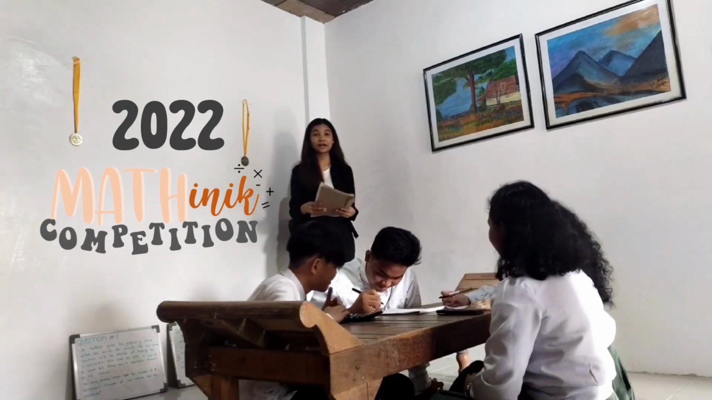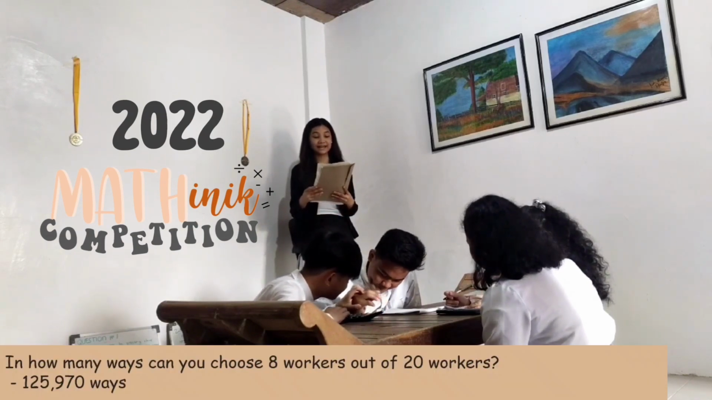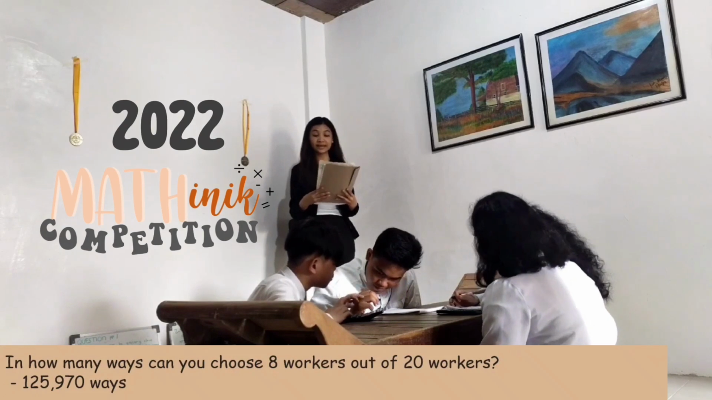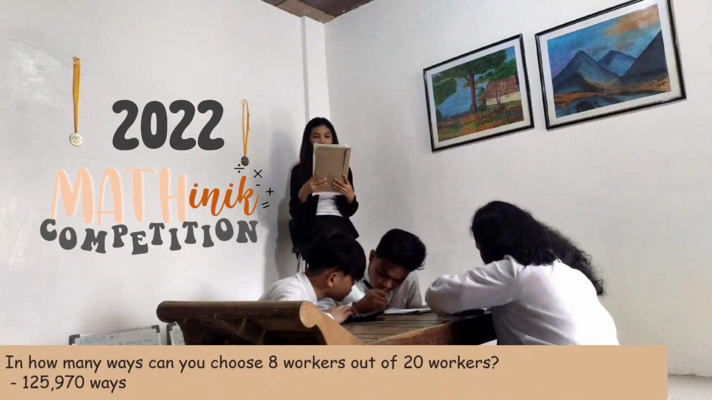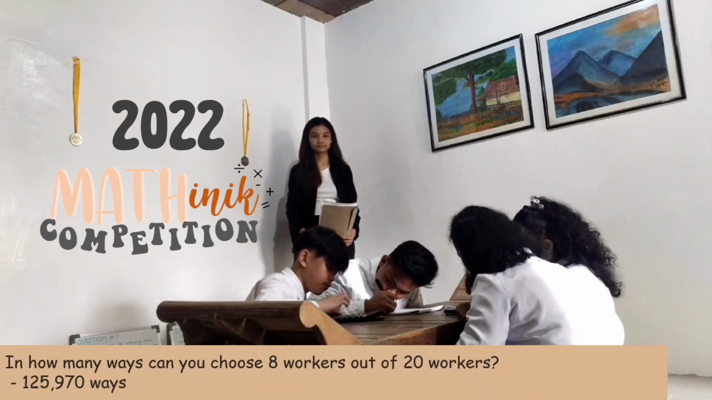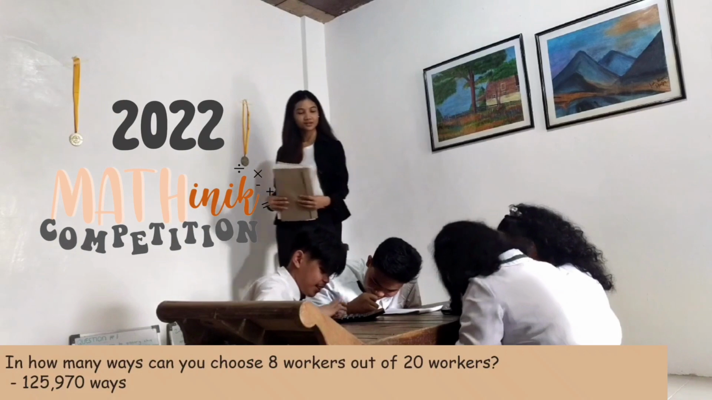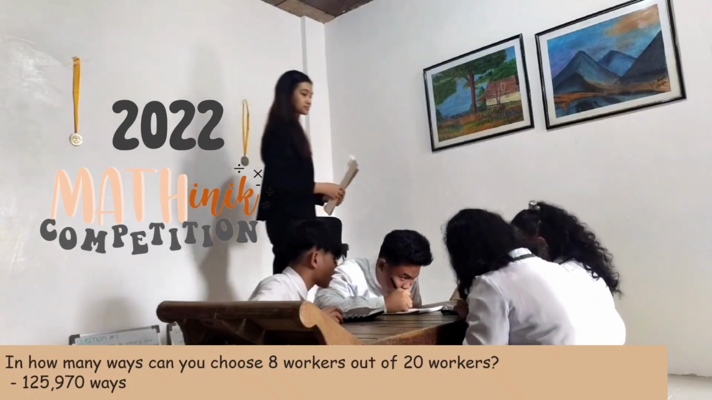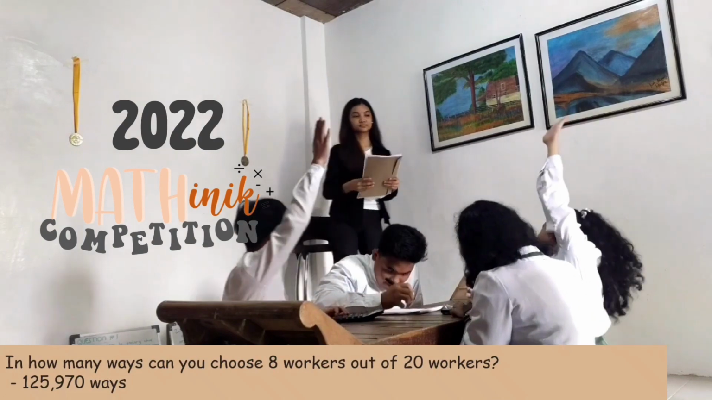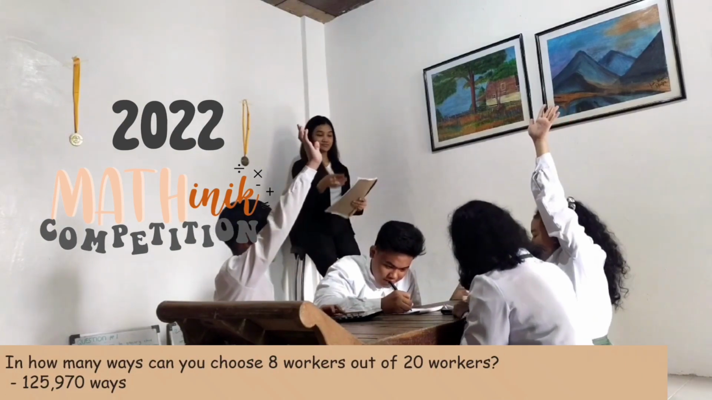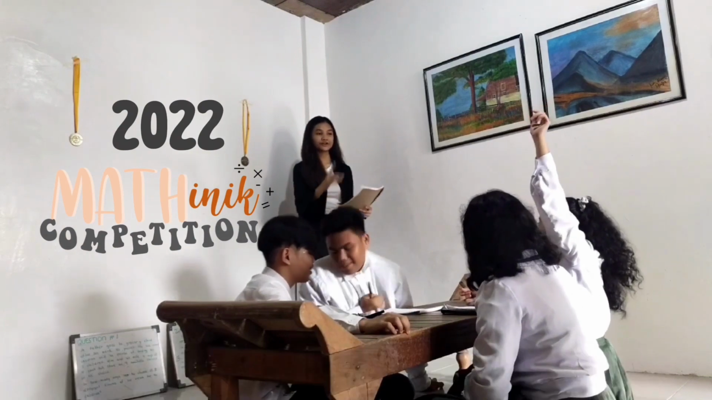And for our last number, in how many ways can you choose 8 workers out of 20 workers? Frances? 125,970. Correct?